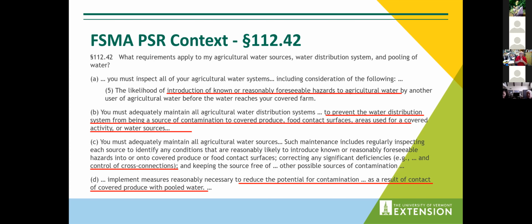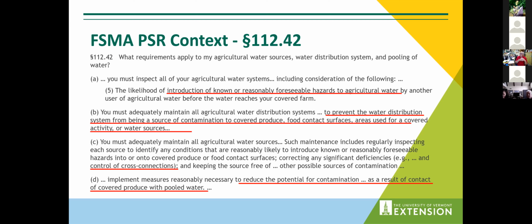The second part, 112.42: what requirements apply to my agricultural water source, water distribution, pooling of water. And there's really 4 different parts to this. You must inspect your water supply system. As Liz said earlier, the water section under the rule is still on review. We hope that sometime this year they will come out with a final ruling. We had hoped it would be out last September. Our understanding is it's in the Office of Management and Budget for review. So we hope it will come out sometime this year.